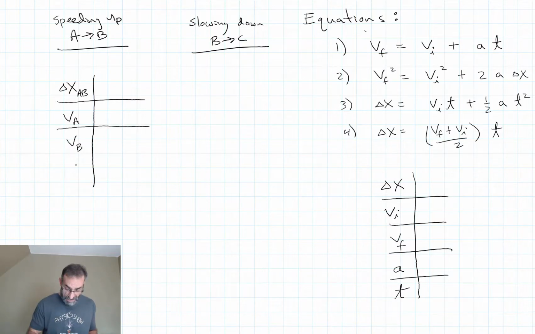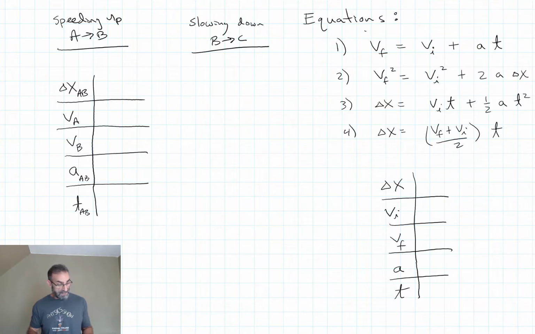My final velocity is V at location B. My acceleration, I'll call it AB. And my time, I'll call it TAB. Those are the 5 things I'm interested in. What do I know? I know I start from rest.